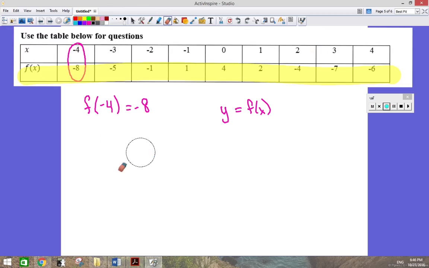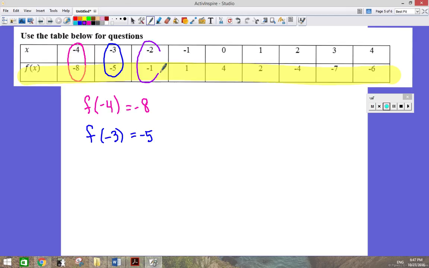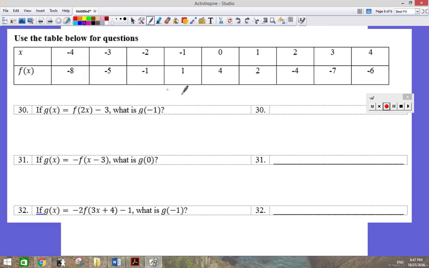So what this table is telling us in this first column here is that f evaluated at -4 is equal to -8. The next column is telling us that f evaluated at -3 is equal to -5. The next column is telling us that f evaluated at -2 is equal to -1, and so on. That's the information this table is providing. So let's see if we can apply that in doing these problems.